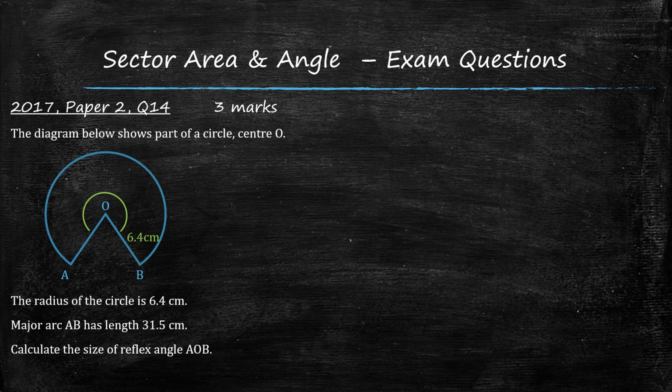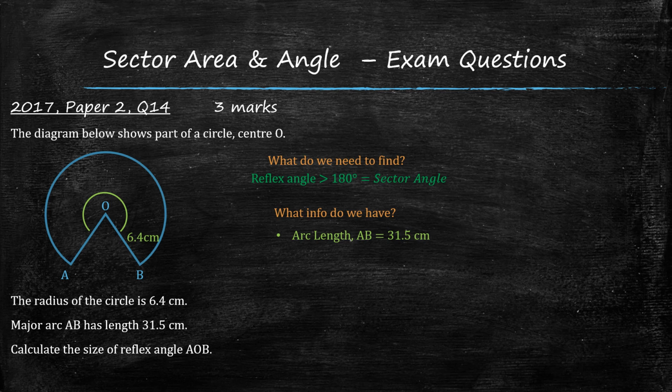So we have to calculate the size of the reflex angle AOB, and we have the major arc length AB, which is equal to 31.5 centimeters. So a reflex angle is an angle greater than 180 degrees. So in effect, we've been asked to find the sector angle. And what information do we have? We have the arc length AB, the 31.5 centimeters, and the radius of the circle, which is 6.4 centimeters.